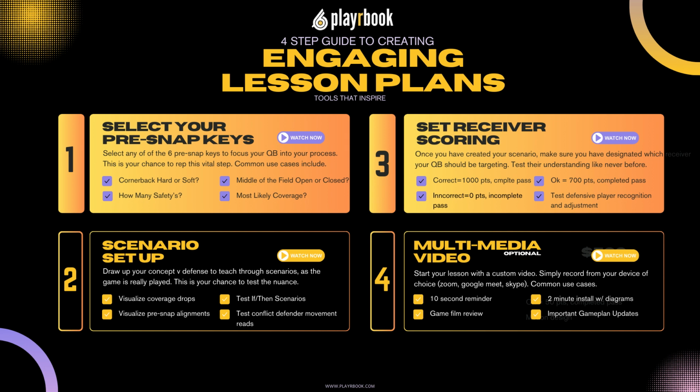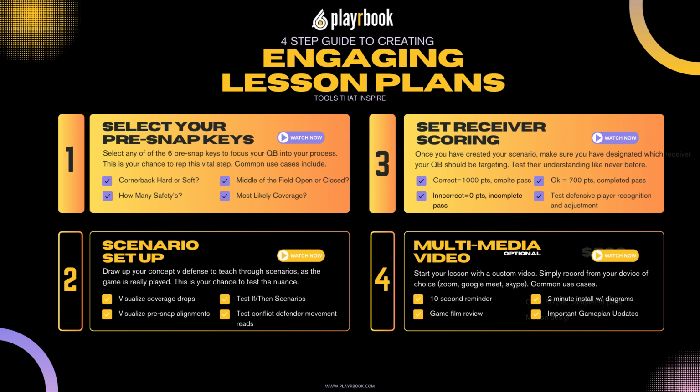The next step would be to set up your scenarios. And as a reminder, scenarios in player book is your offensive concept versus a defensive concept, really teaching the game the way that it's actually played, not just drawing up plays in a 2-dimensional format. In these engaging scenarios, your players will be able to visualize coverage drops, pre-snap alignment, test if-then scenarios, and even manipulate conflict defender movements so they are really put to the test off the field.